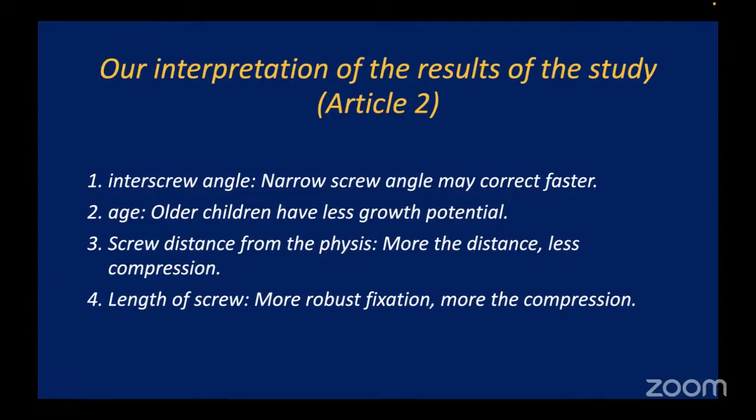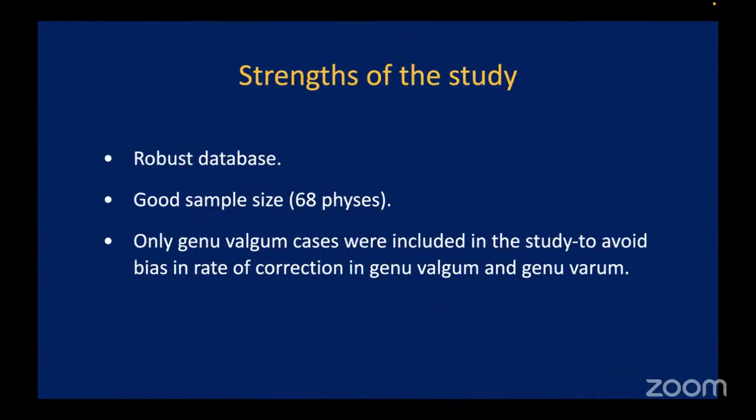The strength of this study is that it has a robust database, with a good sample size of 68 cases. Only Genu Valgum cases were included, so we don't have to undergo any discussion about the bias of the rate of correction in Genu Valgum and Genu Varum.